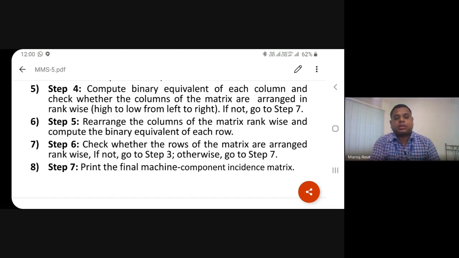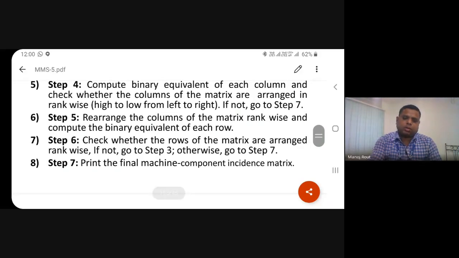The next step is to check whether the rows of the matrix are arranged rank wise. If not, go to step number 3, which we have already discussed. Otherwise, go directly to step number 5. And then finally print the final machine component incidence matrix, and that printed matrix is given to the shop floor, where the employees directly involved with production activities can follow the instructions as per the route sheet of the final machine component incidence matrix. So moving to the next slide.